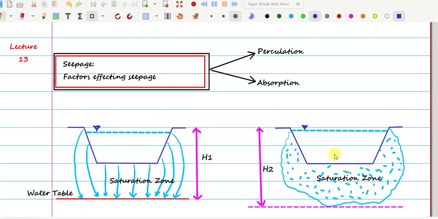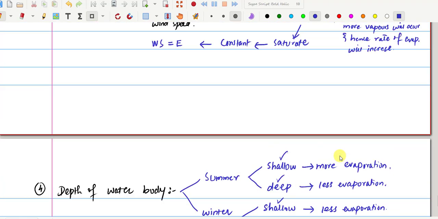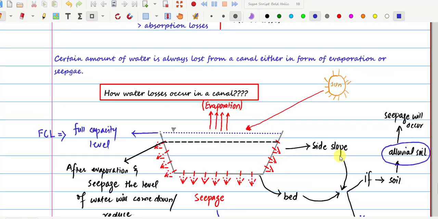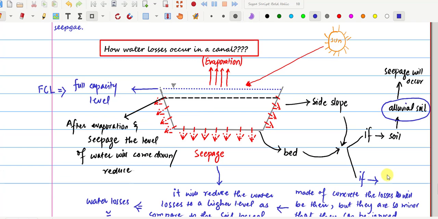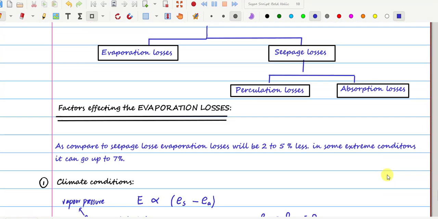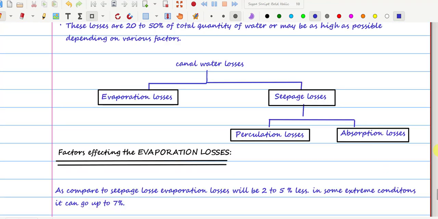In the previous lecture we discussed the evaporation losses. We discussed the water losses in a canal, and there are two major losses: evaporation and seepage. In the previous lecture we covered evaporation, why and how evaporation losses occur in a canal and the factors affecting the evaporation losses. And in today's video we are going to cover our second part, seepage losses.